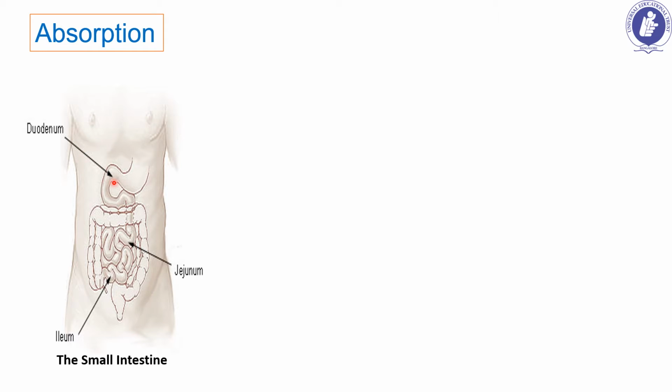The small intestine is divided into three parts, mainly duodenum, jejunum and ileum. These are the three portions of the small intestine. The duodenum connects from the stomach, then it continues as the jejunum and then inside it is called the ileum.